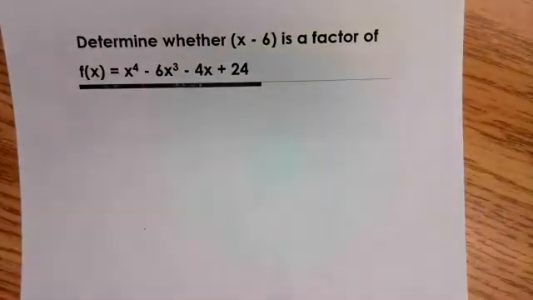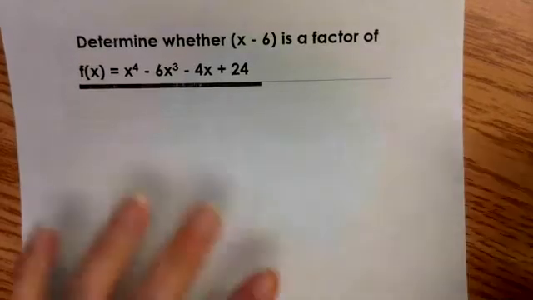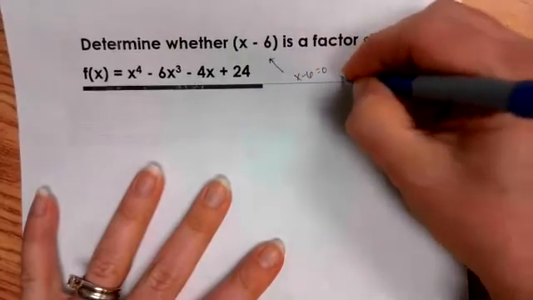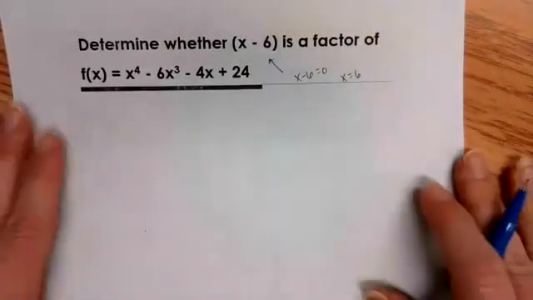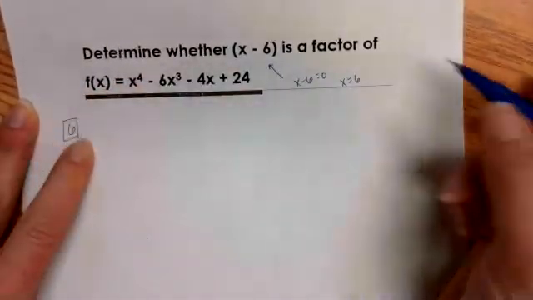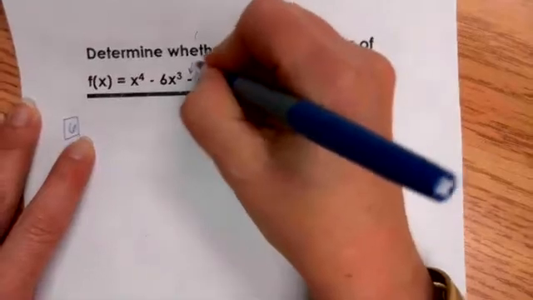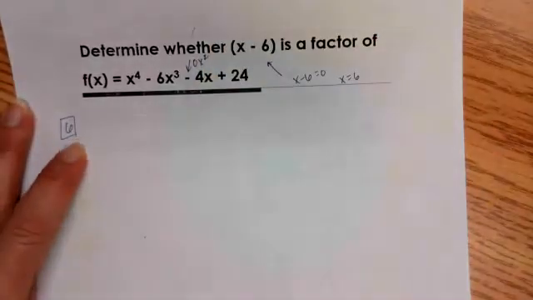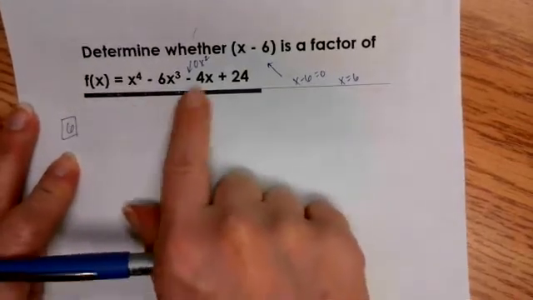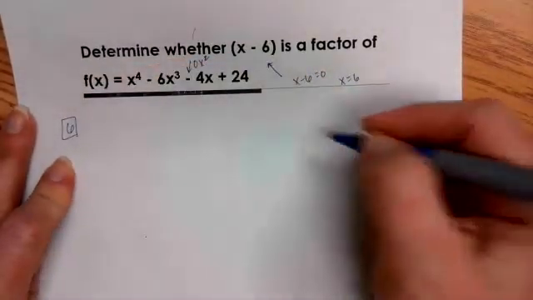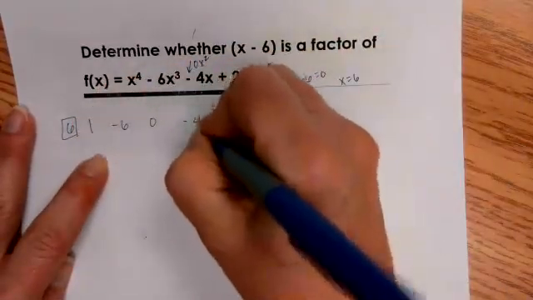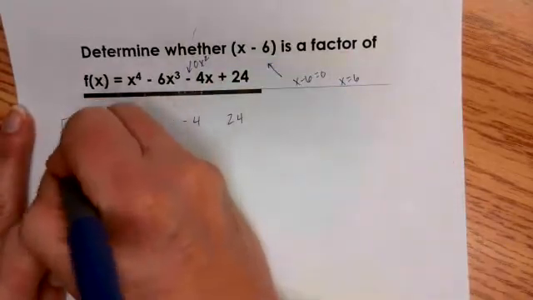Is x minus 6 a factor of this polynomial function? So I'm going to set x minus 6 equal to 0. So my x value is 6 for the box. I'm looking for a remainder of 0. So my coefficients, I am missing a term. I'm missing an x squared. I like to identify that first before I just go out with all my numbers. It helps make sure that I'm not missing anything, because it will affect your answer. So 1, -6, 0, -4, 24.